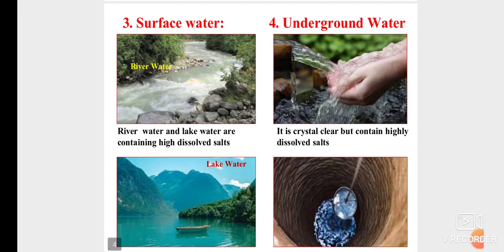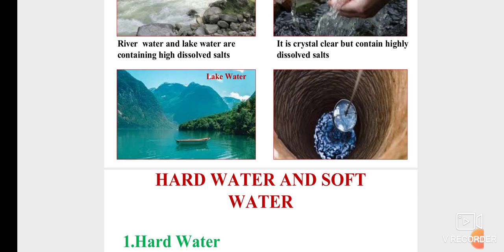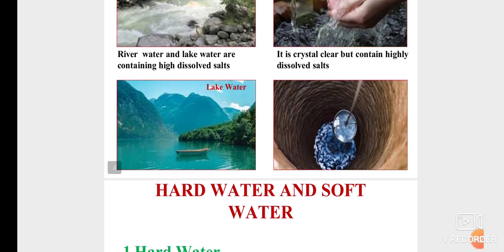Then surface water and underground water: river water and lake water contain different types of salt content. Underground water may look crystal clear but also contains high salt content, because the soil contains a high amount of salt atoms and molecules, so many elements mingle with that water and it becomes contaminated.